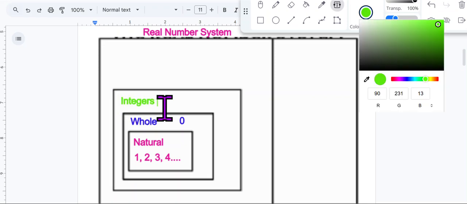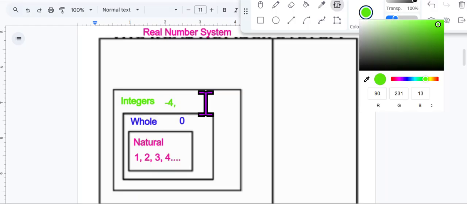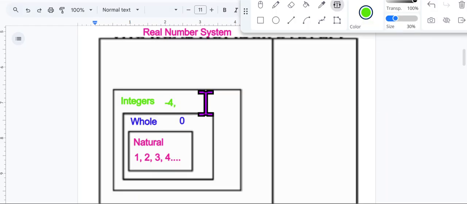All right, our next biggest subset is what's called integers. And integers is where we get our negative numbers. So we'd have like -4, -5, -16 over 2, because that would simplify to -8, -23. You guys get the point, right? So negative whole numbers would be integers.